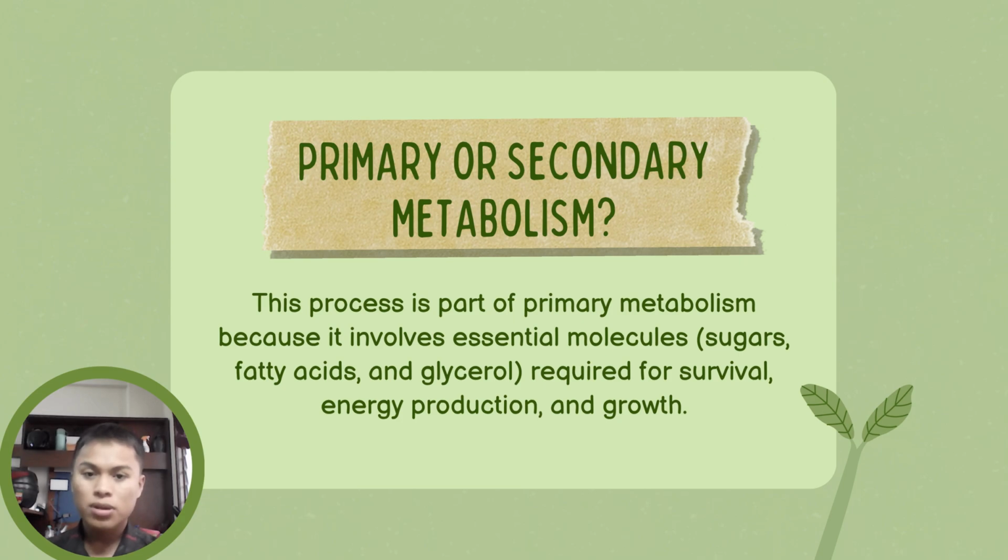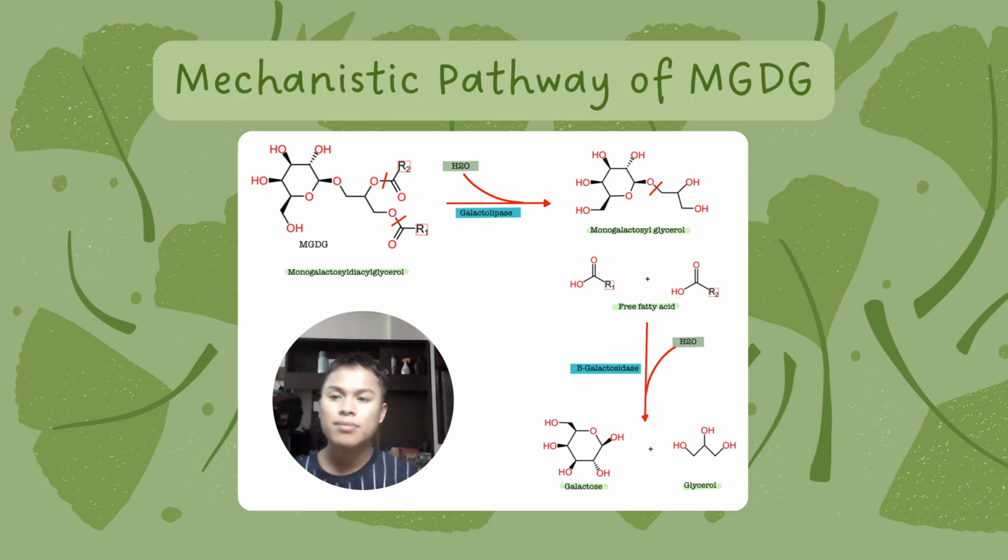Is it primary or secondary metabolism? The degradation of MGDG is part of primary metabolism because it involves essential molecules such as fatty acids, sugars, and glycerol, which are required for survival, energy production, and growth. The mechanistic pathway of MGDG.